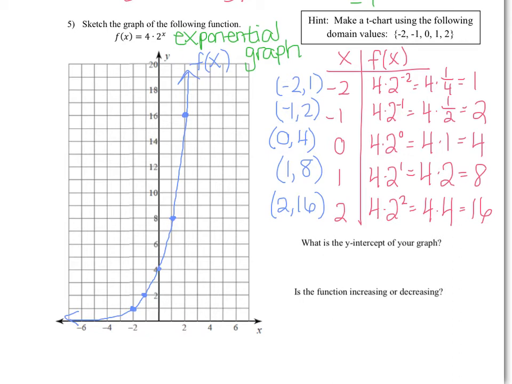The next question is, what is the y-intercept of your graph? Well, the y-intercept is when your graph crosses the y-axis. So our y-intercept is right here. It is when y equals 4. It's better to put it in terms of y, but it also is the ordered pair 0, 4. This would be your better answer, though.